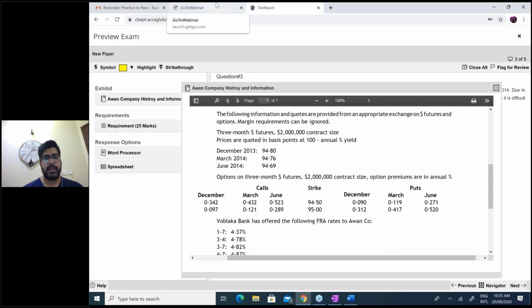Just for your guidance, a quick reference: Avan company was planning to receive 48 million on 1st Feb, which will be invested, that means deposited till 1st June. And there was uncertainty, interest rates could increase or decrease by 0.9%. The company was considering three hedging techniques: FRAs, futures, options. You were given data of futures and you were given data of options. You know that options data is given.